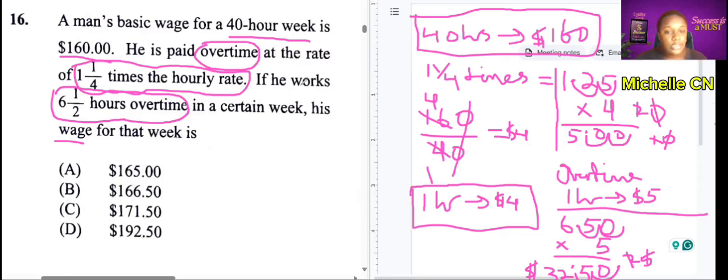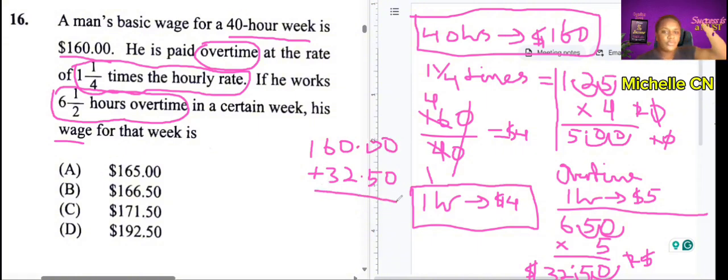Now, what did the question ask us? It said his wage for that week. They didn't just ask us for overtime. So all we have to do now is take his normal weekly pay, basic wage, 160, and add $32.50, which is the overtime. We could write this as a decimal by putting 0 cents, so 160.00, and everything will be lined up. 0 plus 0 is 0. 0 plus 5 is 5.